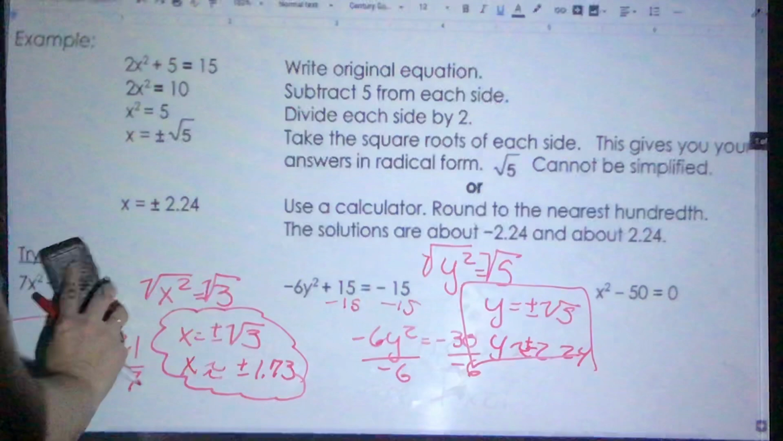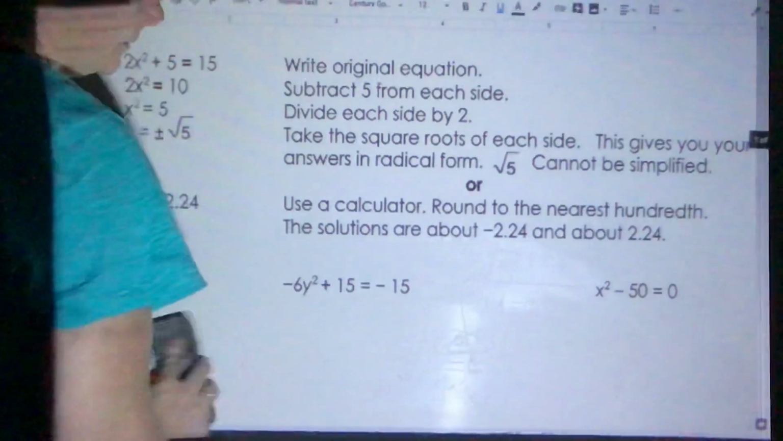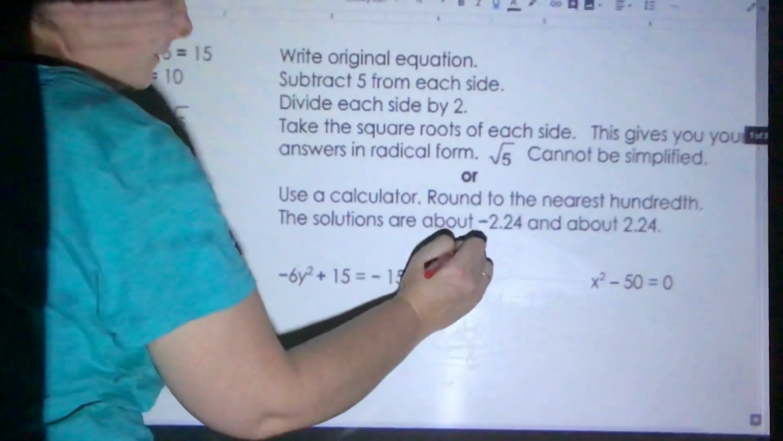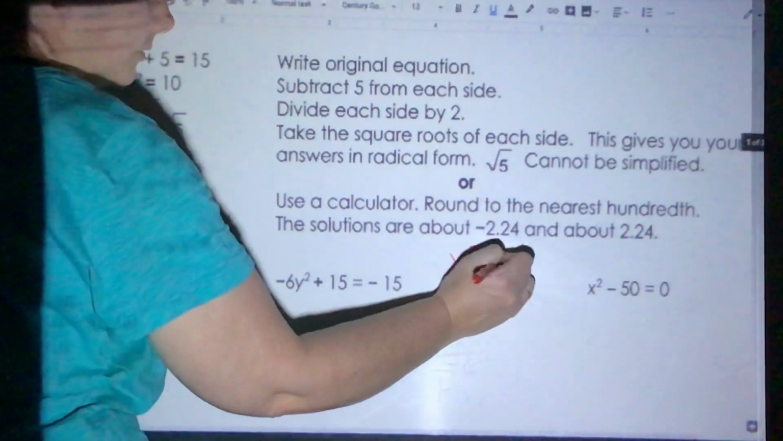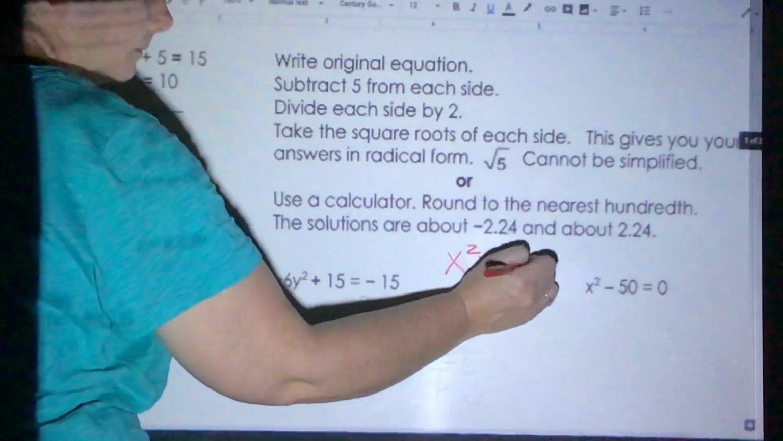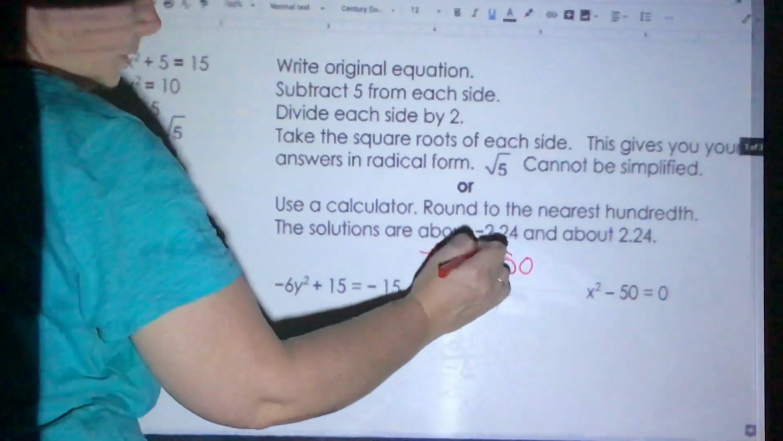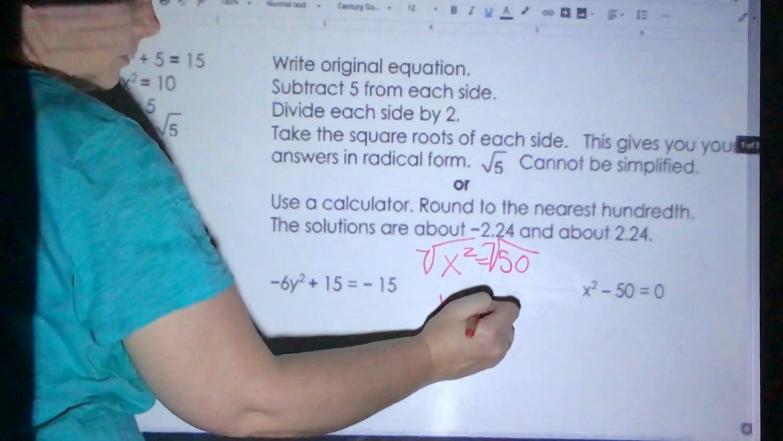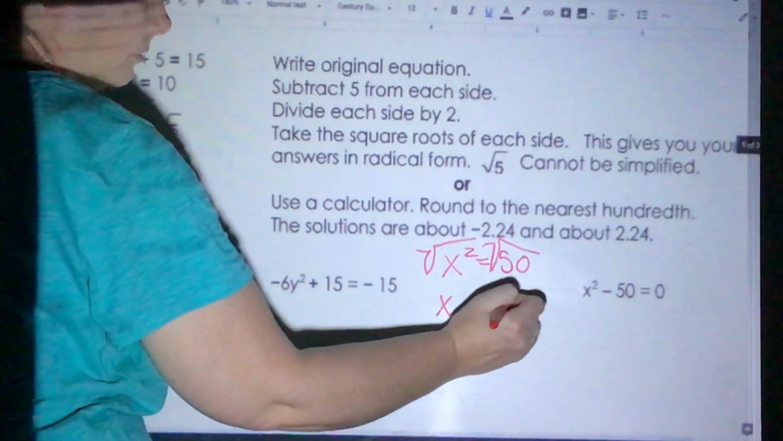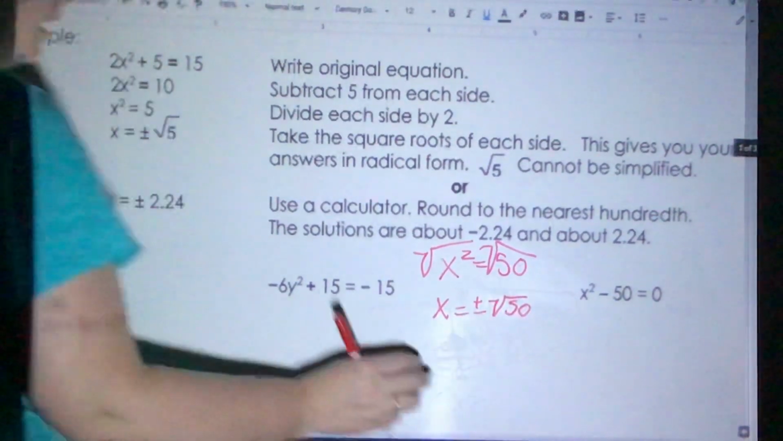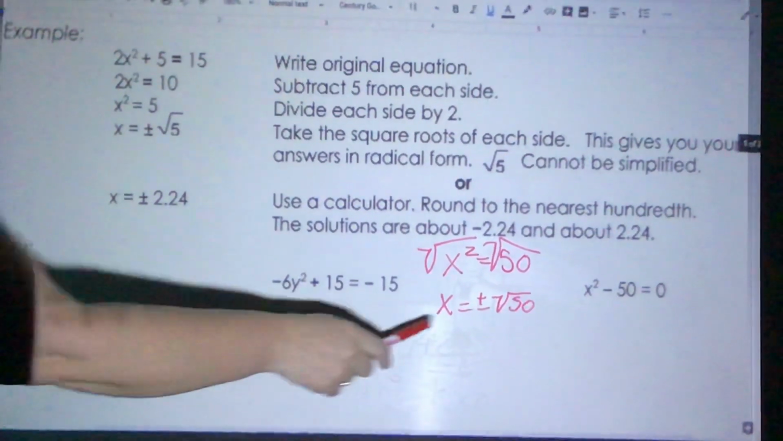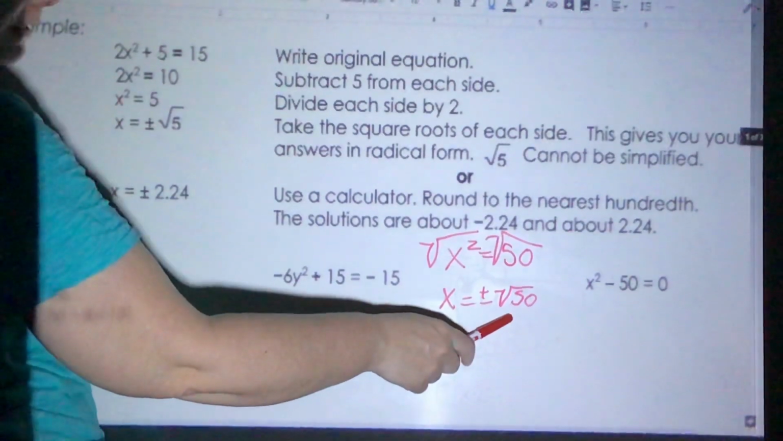Now for our last one, I'm going to erase this so we have enough space. I'm going to bring over the minus 50 as plus 50, so I will have x squared equals 50. I'm going to do the square root on both sides. So I know that x equals the positive and negative square root of 50. If you need to write your answer as a radical, this would not be accepted because you can simplify this.